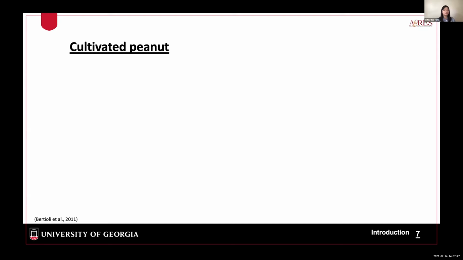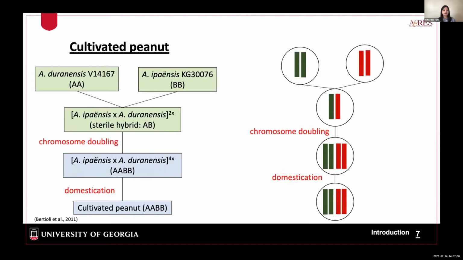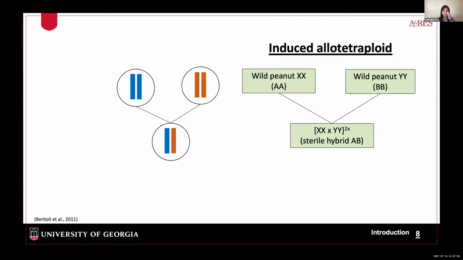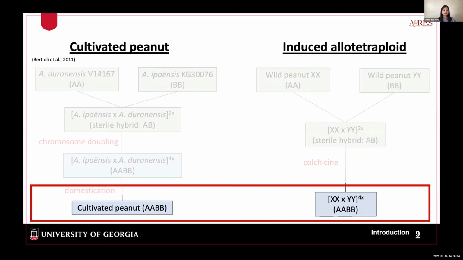First, I would like to talk about the origin of modern peanuts. Cultivated peanut came from a cross of two diploid wild species, followed by a chromosome doubling event. After the domestication process, it became the cultivated peanut we consume now. A similar procedure was executed in the lab. Two wild species are crossed and a sterile hybrid is generated. Colchicine is applied to double the chromosomes, and the peanut we generate here we call an induced allotetraploid. These induced allotetraploids are compatible with cultivated peanuts.